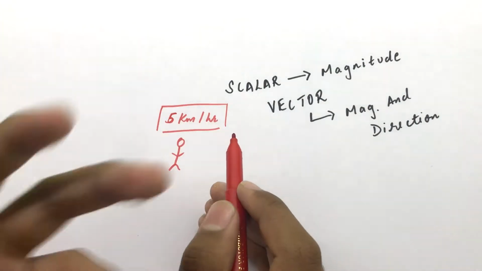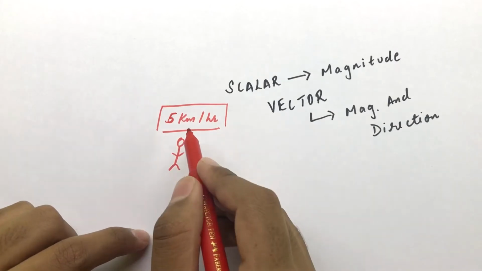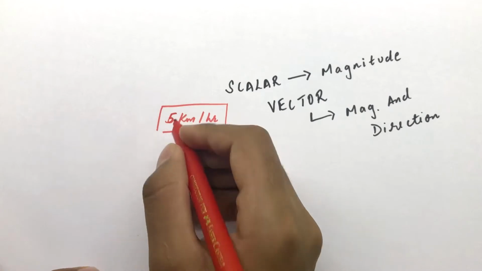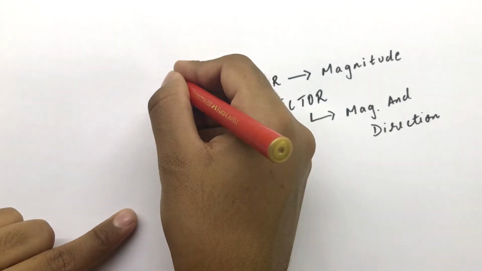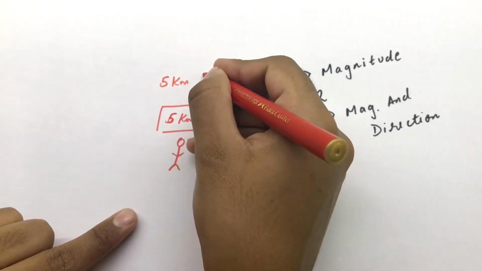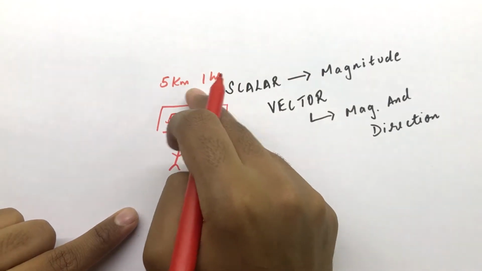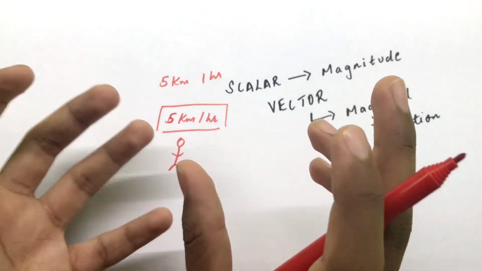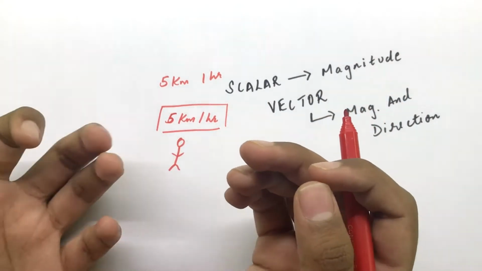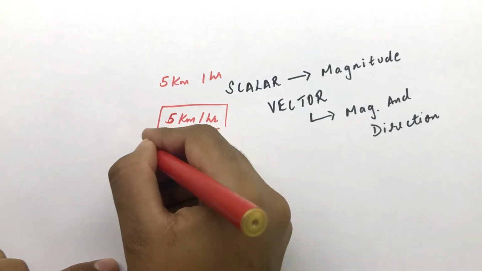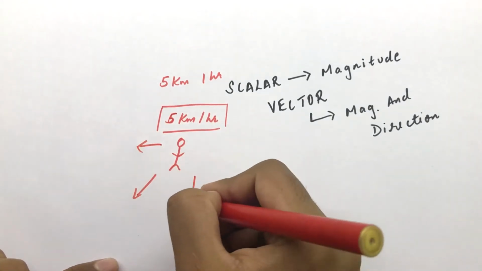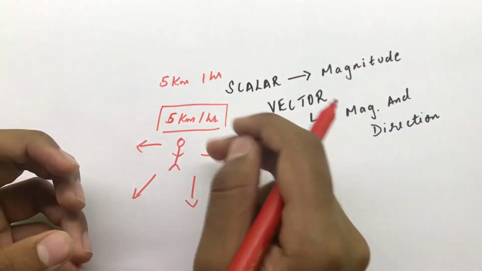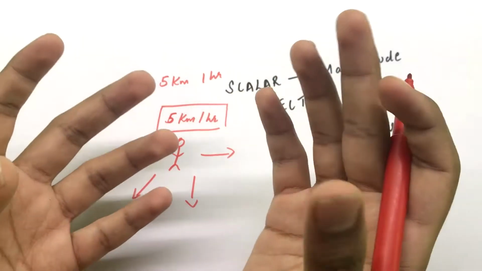Now if I ask you a question, where will this person be after 2 hours? We know that this person is traveling 5 kilometers in 1 hour, so in 2 hours, he'll obviously travel 10 kilometers. But if I were to ask you to tell me the final position of this man, it would be an illogical question, because this person can move in any direction with the speed of 5 kilometers per hour. Until and unless I specify which direction he is traveling along, you can't tell me the final position.